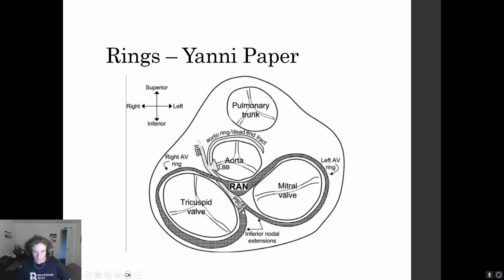But then remember those inferior nodal extensions that we talked about? Well, here we can see them. These are the inferior nodal extensions. We have this wrapping of the inferior nodal extension. It's coming right off of the AV node, and it's wrapping around the mitral valve and wrapping around the tricuspid valve, and they come together into this superiorly located retroaortic node.